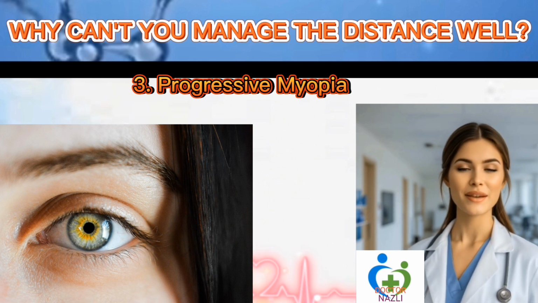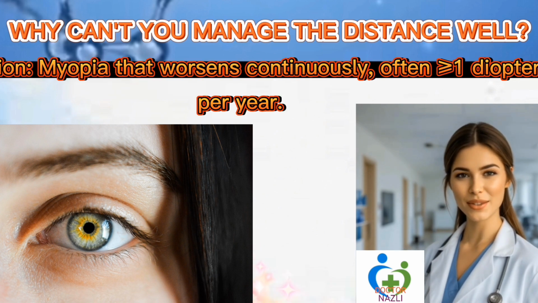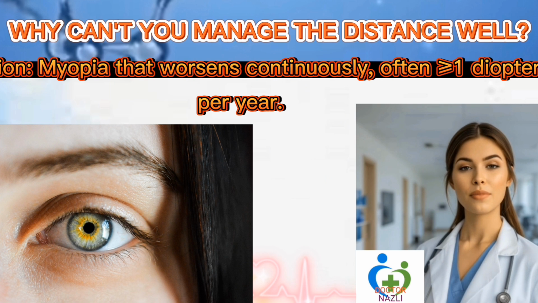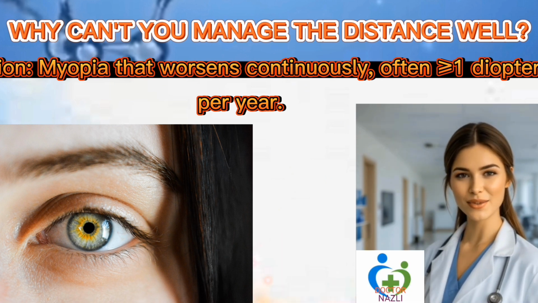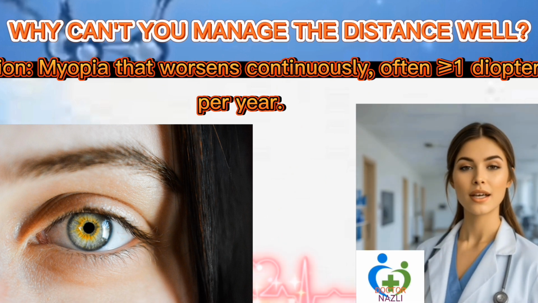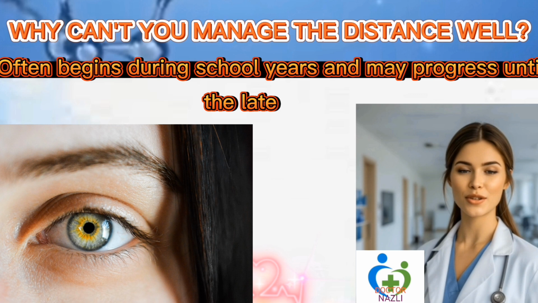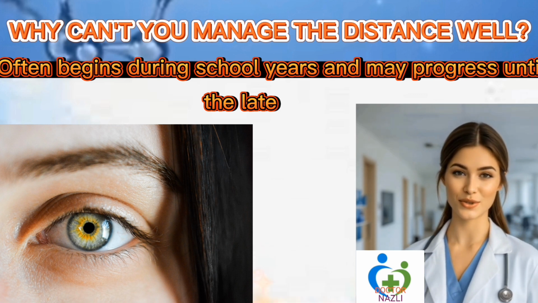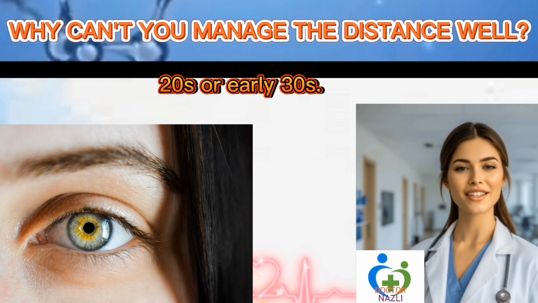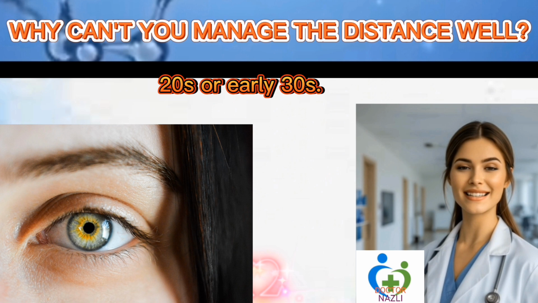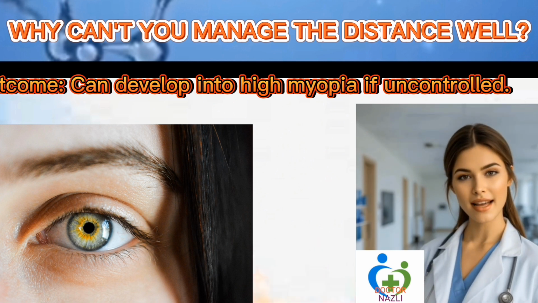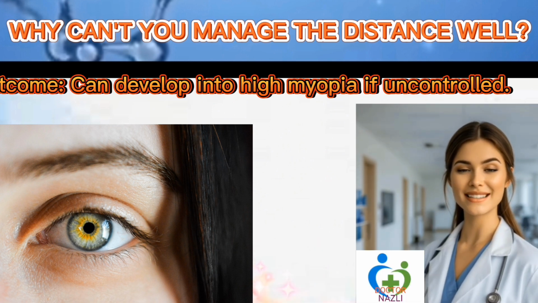3. Progressive myopia. Definition: myopia that worsens continuously, often greater than or equal to 1 diopter per year. Onset often begins during school years and may progress until the late 20s or early 30s. Outcome: can develop into high myopia if uncontrolled.